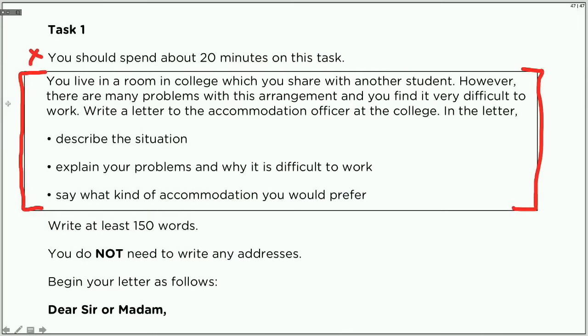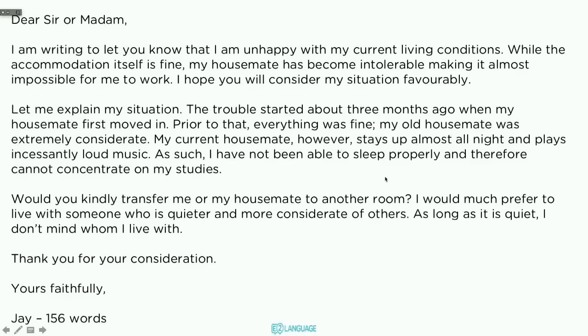What we can see here really are two things. A background scenario that paints a picture of what's happening, right? Because all of a sudden you're a college student and you're complaining about your accommodation, and you see three bullet points. These are critical and this is what we're going to look at. But before we do that, I want to show you my letter. This is what your letter should look like.